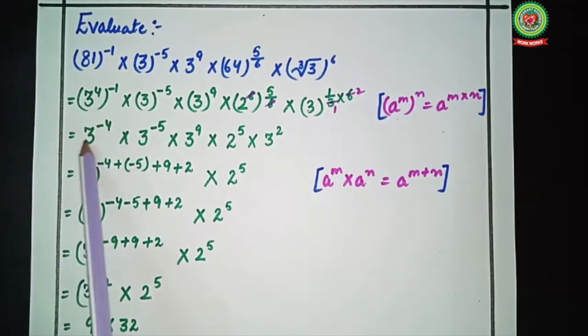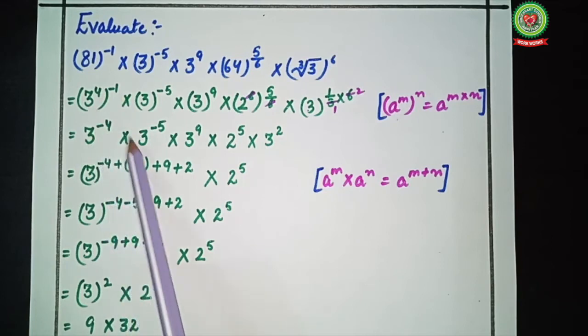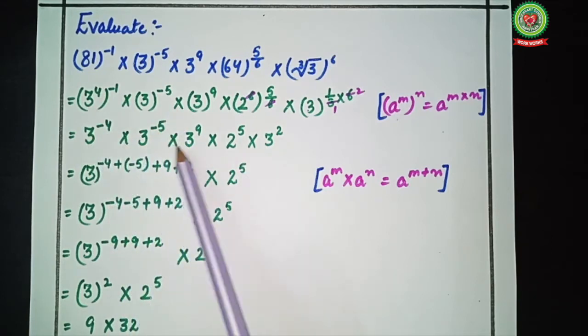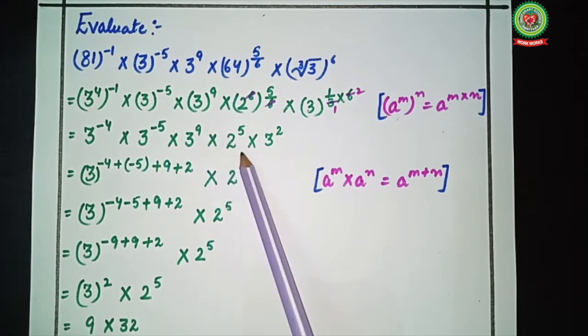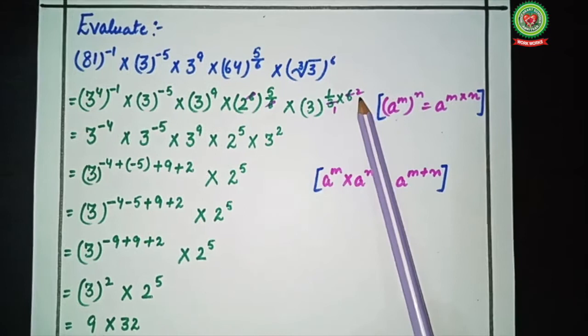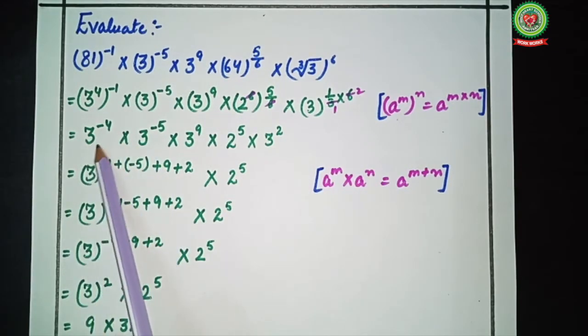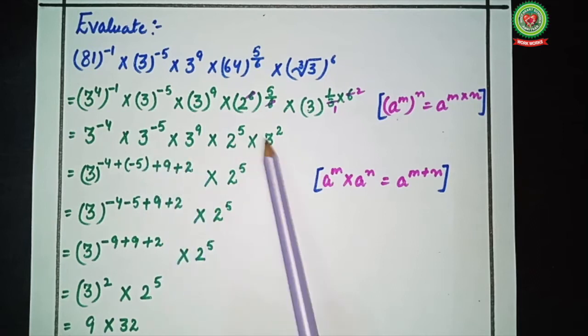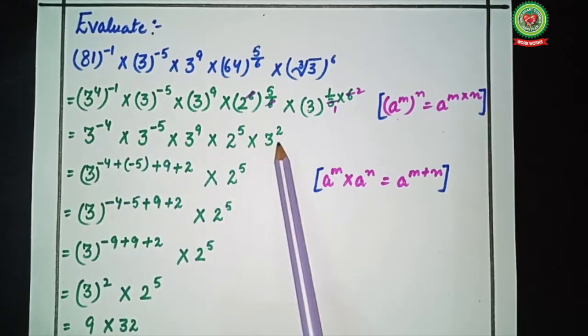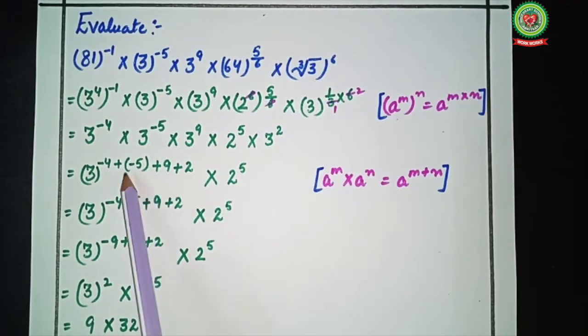Now after that we will get 3 raised to power 4 into minus 1, which will be minus 4, multiplied by 3 raised to power minus 5, multiplied by 3 raised to power 9, multiplied by 2 raised to power 5, multiplied by 3 raised to power 2. Right? Now you can see that we have 3 many times, 1, 2, 3, 4, 4 times 3 we have written here, right? And it is getting multiplied.